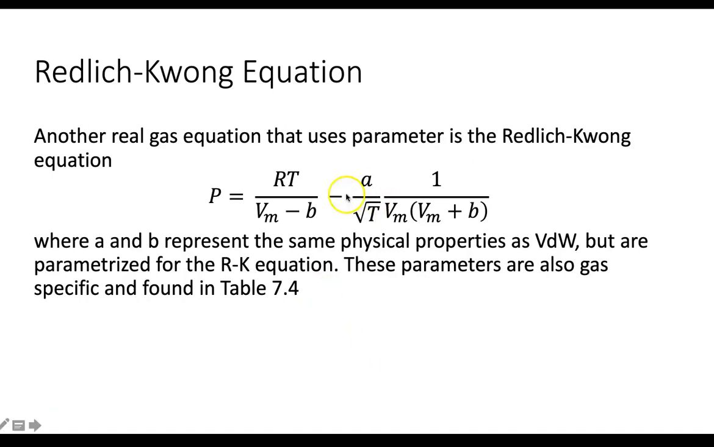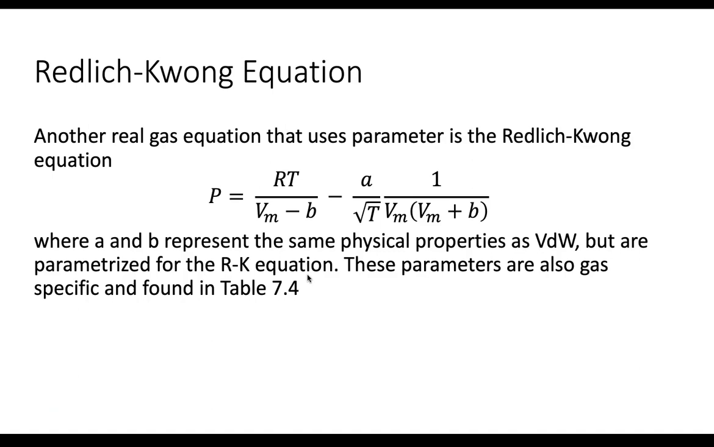It's very similar, and you can see in form where we're accounting for the volume of the gas, and in this case is your intermolecular interaction parameter, but it's a little bit more sophisticated. But once again, these parameters are also gas specific and found in, say, table 7.4 in your book or in tables. So that's one approach to doing a real gas equation, is to come up with these parameters that are associated with each individual gas.